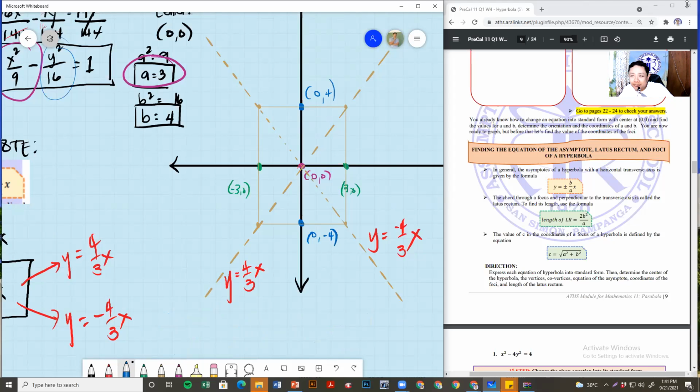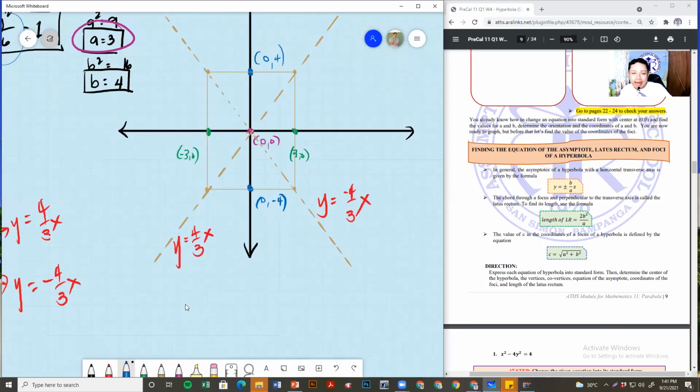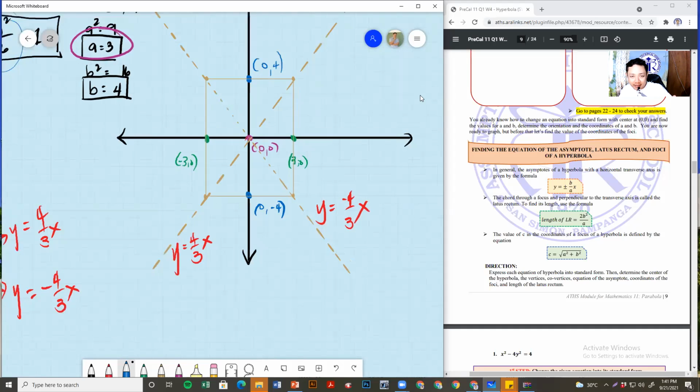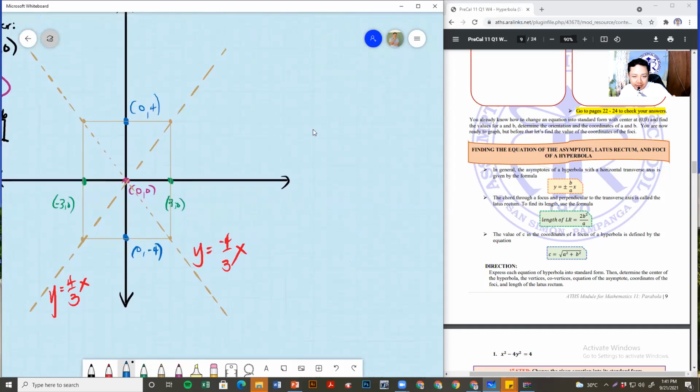So that's it for the equation of our asymptote. Let's now move on with the length of the latus rectum. Ready? Before we identify the latus rectum, let's first identify the c. Let's do c first, on this side. Sir, do we need to see all of this? Yes, all of this is needed.